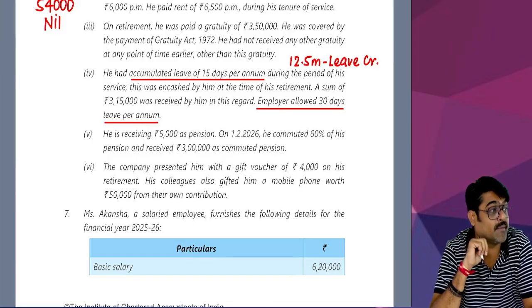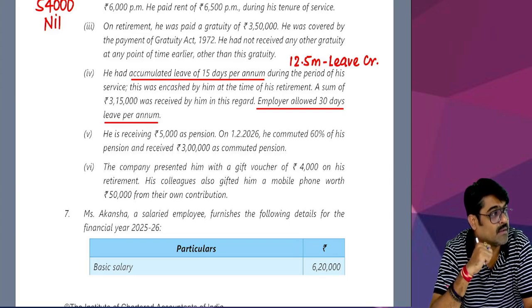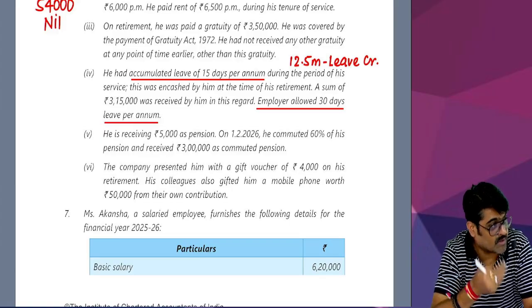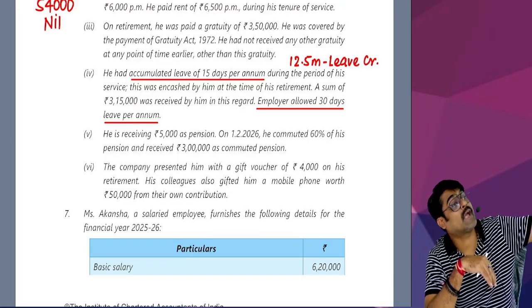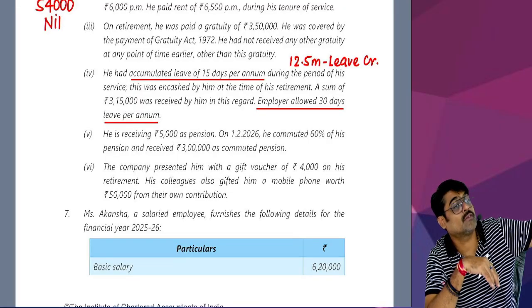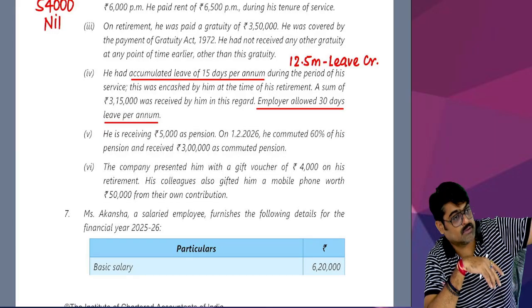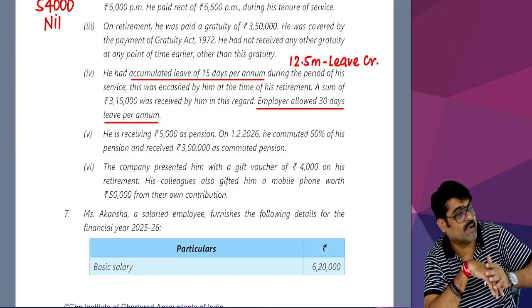We have to calculate the average salary of 10 months, including the month of retirement. In the month of December, which is the month of your retirement, you have to count December also. And immediately prior to December, 9 more months. So the total is 10 months. You start counting from March. So March to December. What did I say?